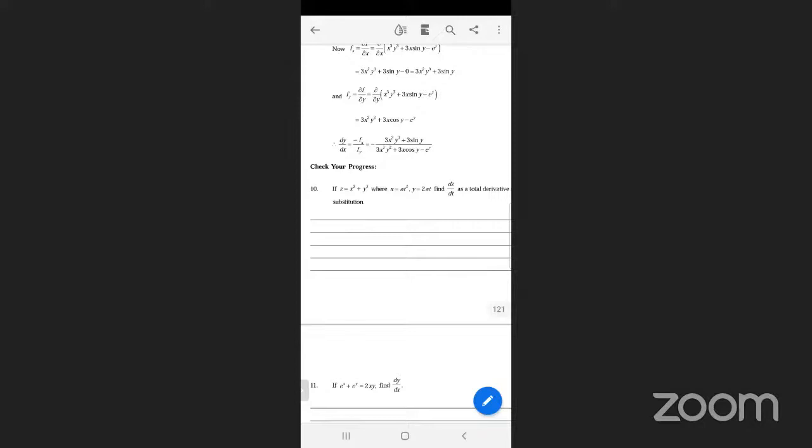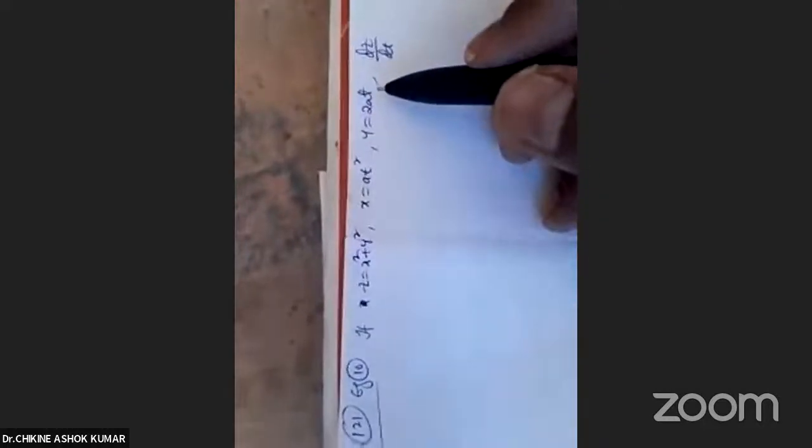If z equal to x square plus y square, where x is at square and y is 2at, then it is asking to find dz by dt. So it is a total derivative concept. So this is our question: if z equal to x square plus y square, where x equal to at square and y equal to 2at, then find what is the dz by dt value.